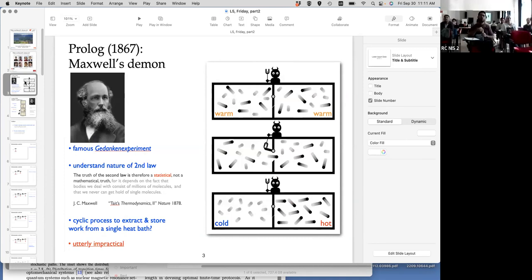So to go back to the beginning of this story with the Maxwell daemon thought experiment that I think most of you, I think Juan talked about this. This is a famous thought experiment that was trying to understand the nature of the second law. And there's the whole cartoon of the daemon trying to sort molecules of different velocities into two compartments, and thereby developing the temperature difference that can be used to extract work. So this is nice, but not so practical, at least to do it in this way.